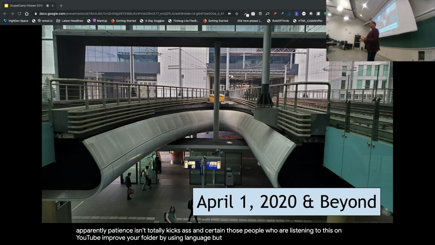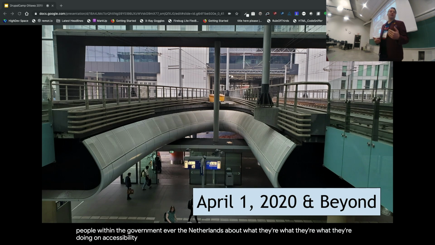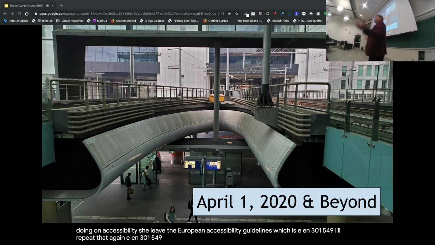I mention this because I was meeting with people within the government of the Netherlands about what they're doing on accessibility, and what their plans are to achieve the European accessibility standard, which is EN 301549. I'll repeat that again, EN 301549. Why do they do things like this? This is completely ridiculous.